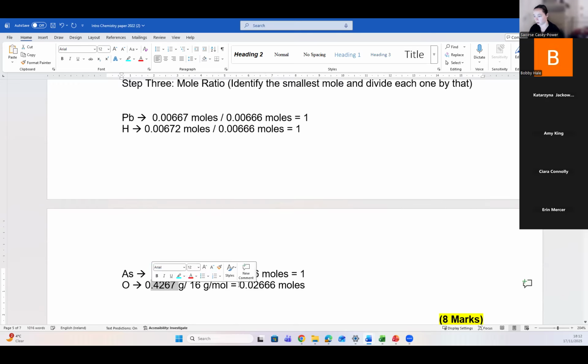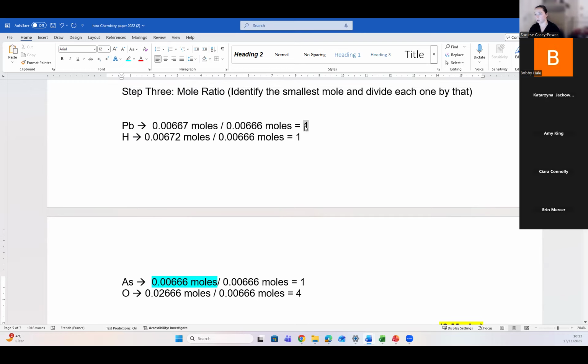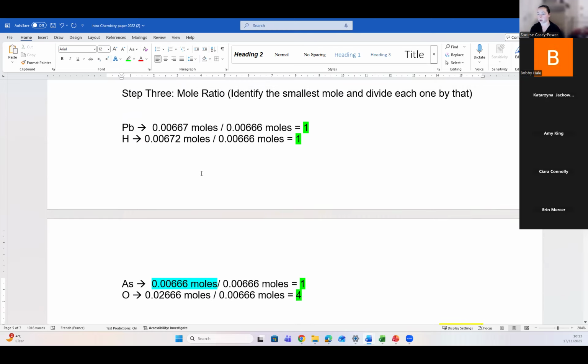And our oxygen then will be the biggest one here. Does anyone want to call out what they got for this one? It's going to be 4. Perfect. Everyone can see where we got those from, guys. So we have the simplest mole ratio between each one now. This one turned out to be fairly simple, just 1:1:1:4.